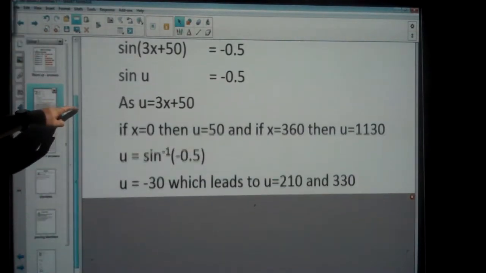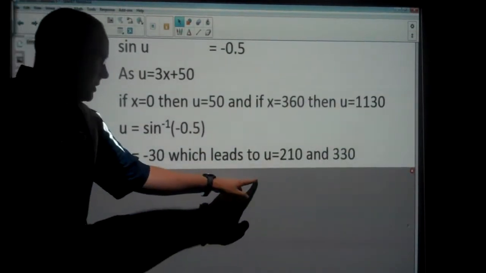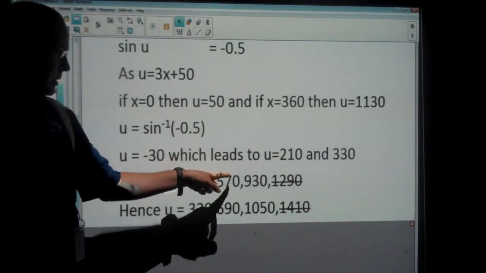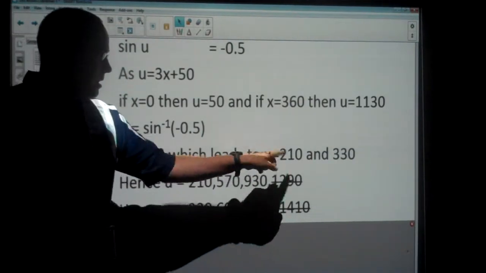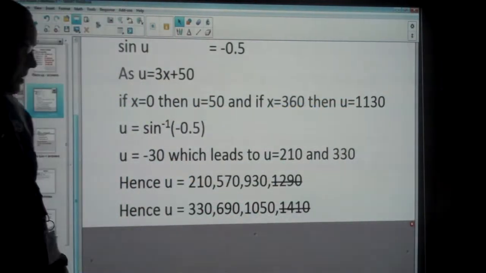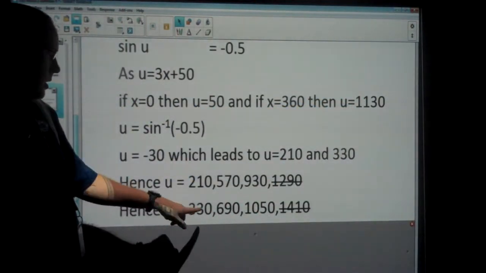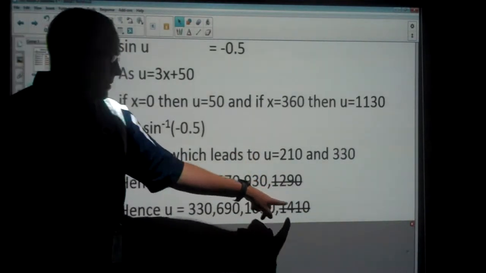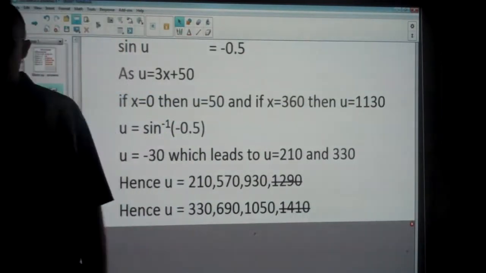Now to find additional solutions, all we should need to do is add on 360 to each of those values. So add 360, add 360. If you add 360 again, notice it's above 1130, so we can ignore that solution. 330, add on 360, add on 360. If you add on an additional 360, that value is too big.